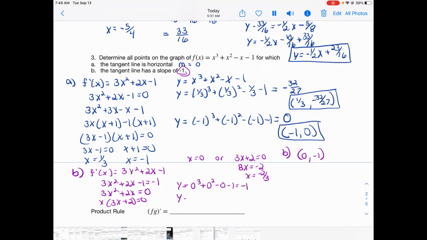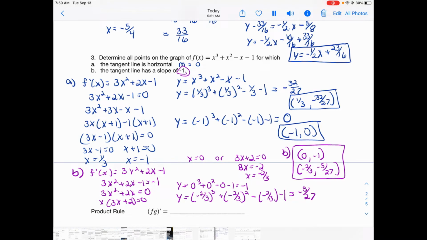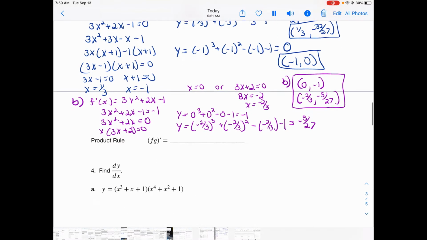And for the other point of tangency, I'm going to replace every x with negative 2/3. And simplifying that down, I end up with negative 5/27. So that's just another extension of what we can do with our knowledge that the derivative represents the slope of the tangent line at any given point on our graph.